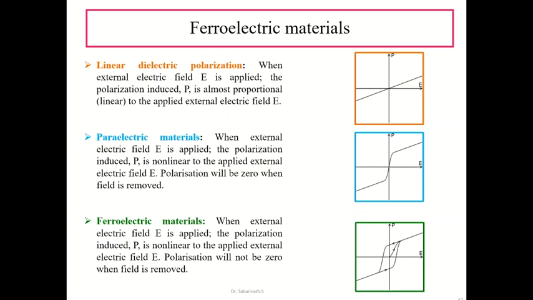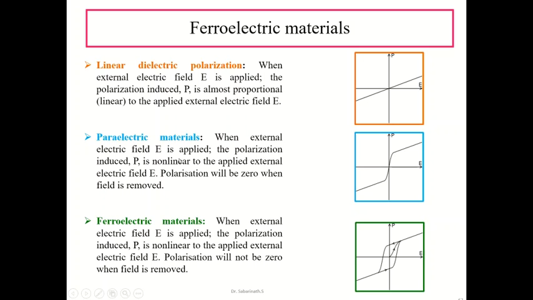So the linear dielectric polarization. When the electric field E is applied, the polarization induced P is almost proportional, or linear, to the applied external electric field. So when an electric field is applied, the polarization will be proportional to the electric field, and we will get a straight line in the case of a dielectric polarization.